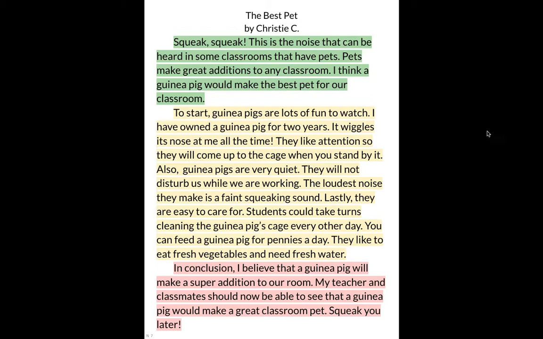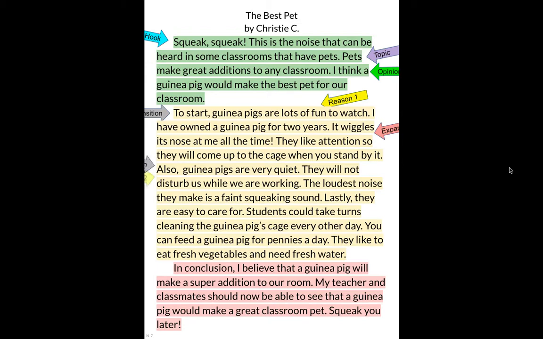All right, first, The Best Pet by Christy C. Squeak, squeak. This is a noise that can be heard in some classrooms that have pets. Pets make a great addition to any classroom. I think a guinea pig would make the best pet for our classroom. To start, guinea pigs are a lot of fun to watch. I've owned a guinea pig for 2 years. It wiggles its nose at me all the time. They like attention, so they will come up to the cage when you stand by it.